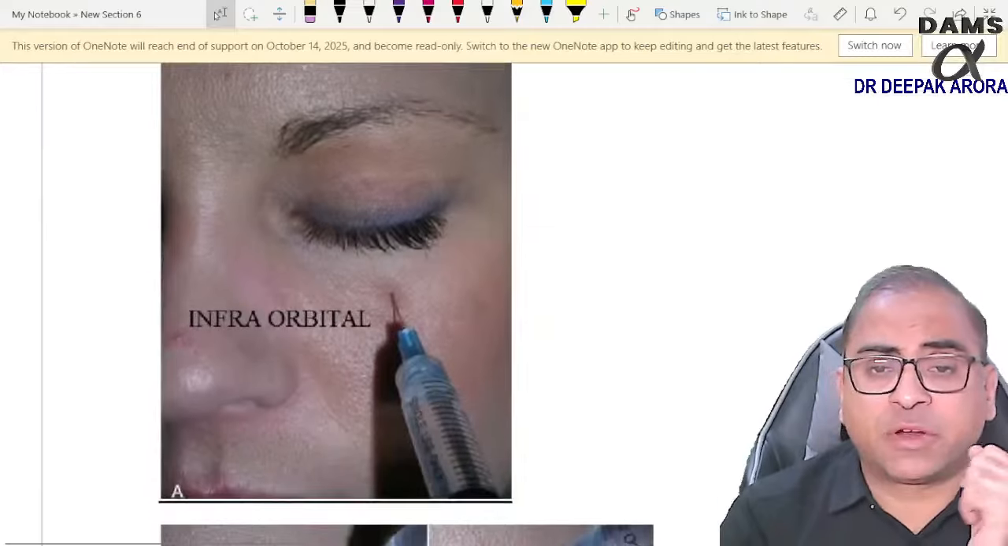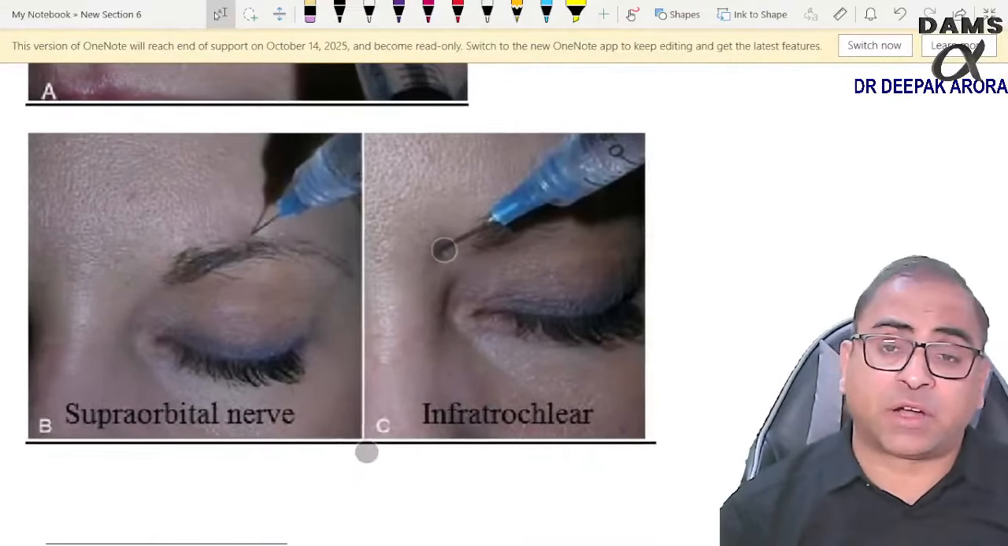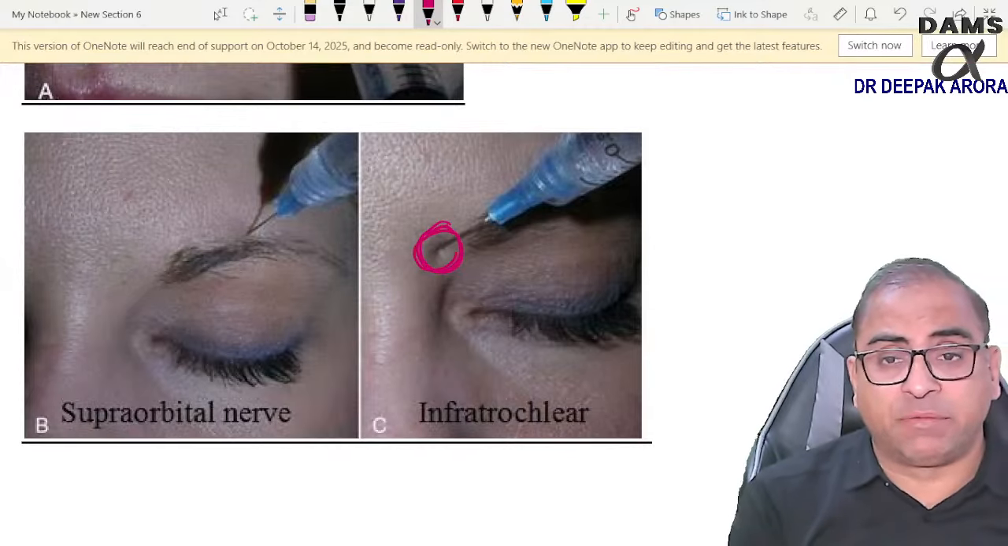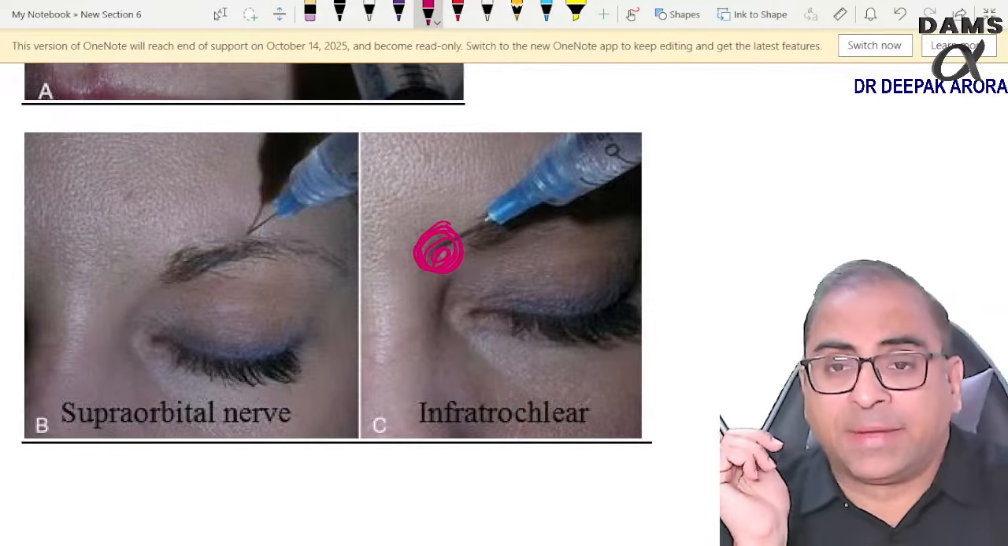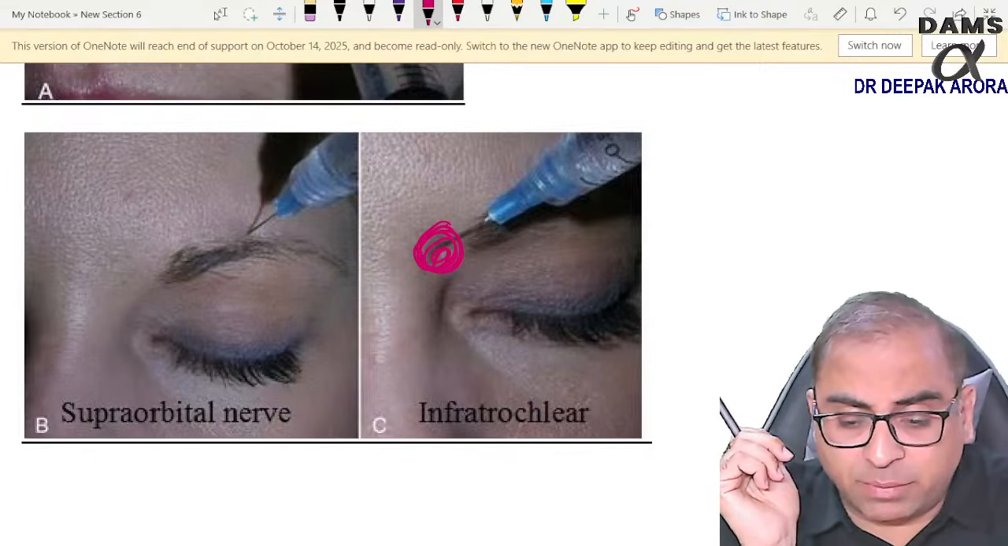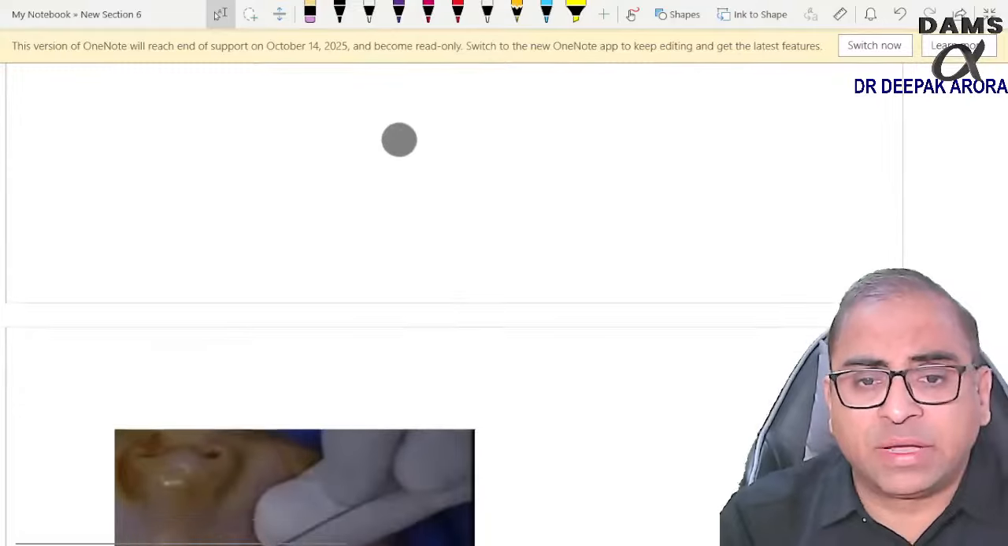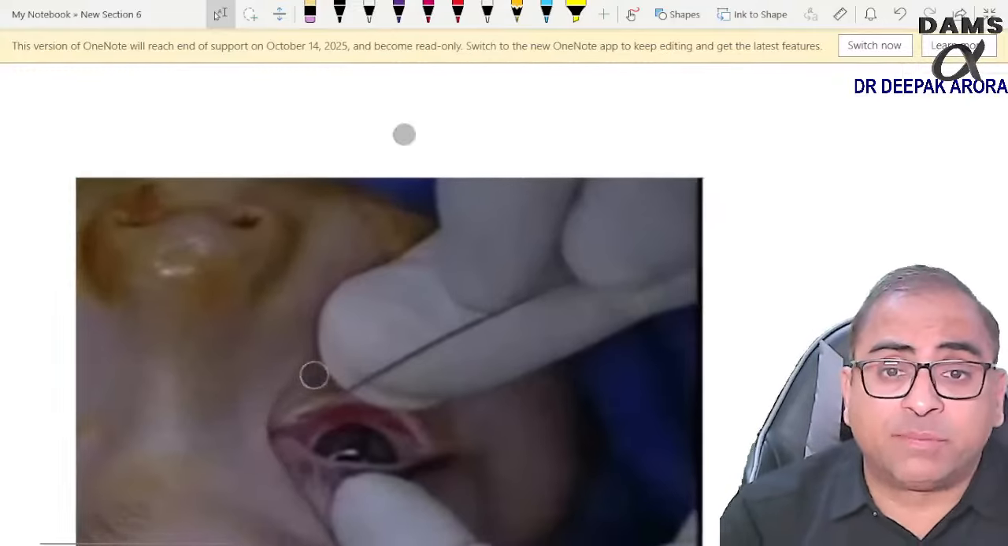One is your infraorbital, very simple. One is infratrochlear. This is again very important. For the upper part, this segment, if you give the block, it is known as the infratrochlear block. So these were the important MCQs on blocks. Again, beta, let's revise these important blocks. This slide is very important again for NEET.